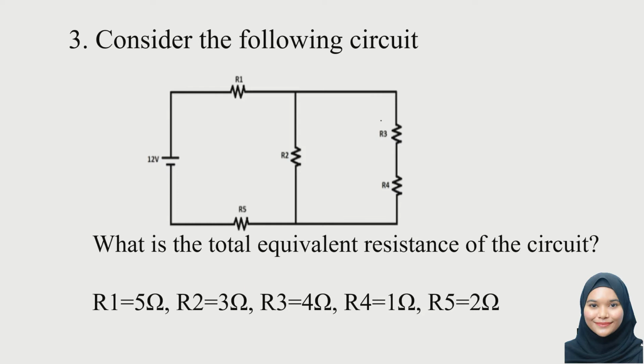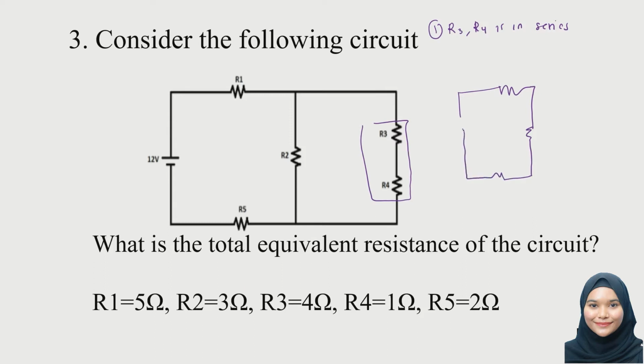Okay, let's look. R3 and R4 are in series. Then we will combine R3 and R4, so we will get a diagram like this. Now here we become R34. Here will still be R2, R1 and R5.